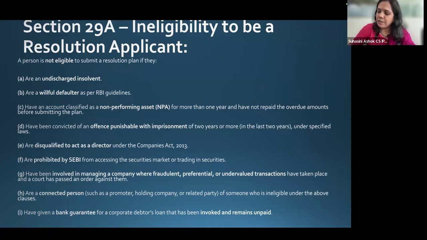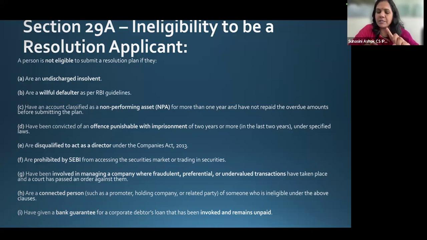Then coming to clause C, have an account classified as a non-performing asset for more than 1 year and have not repaid the overdue amounts before submitting the plan. So in this case, the resolution applicant company, or the resolution applicant if an individual, whose account is classified as an NPA for more than 1 year, and have not repaid the overdue amounts before submitting the plan. So we will see 3 consequences here.